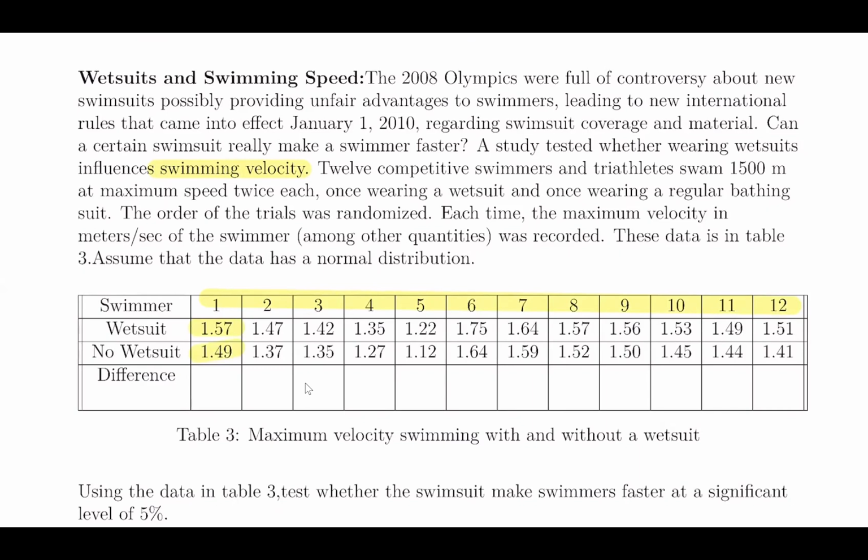If you actually read the question, it said that the swimming velocity was calculated. So they were calculating how fast they were going. If they were going faster with a wetsuit, you would expect them to have a bigger number. If they go slower with no wetsuit, you should expect them to have a smaller number, because they're collecting the velocity, not the time.